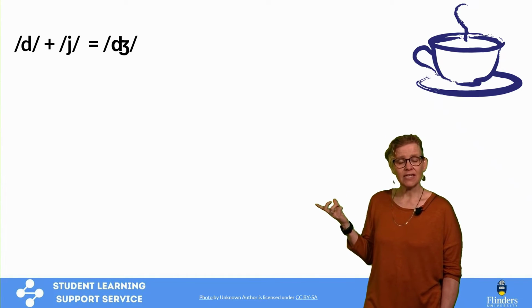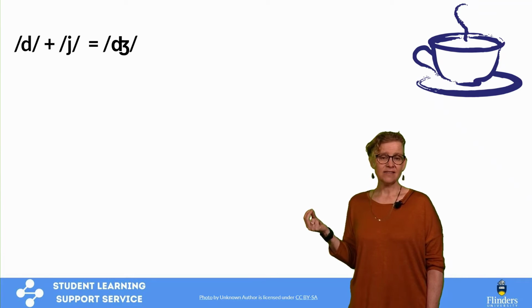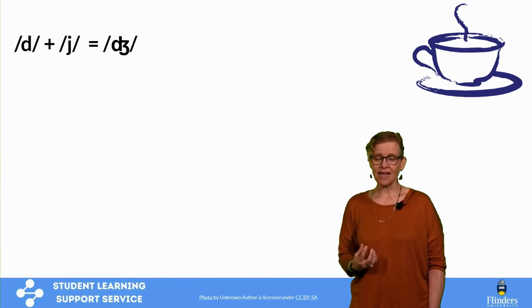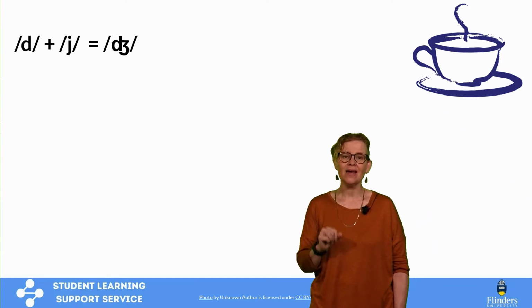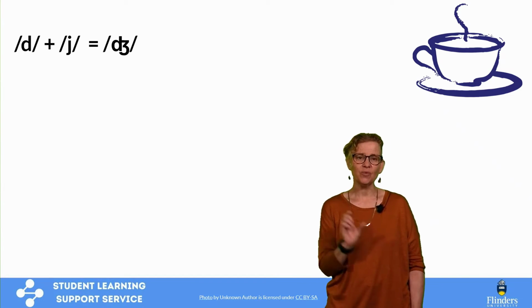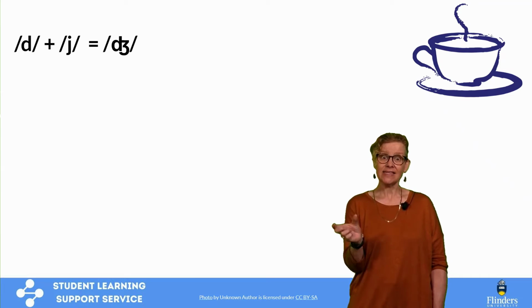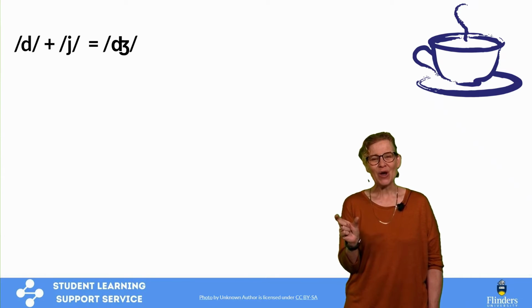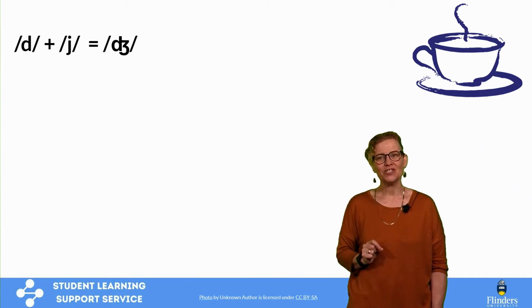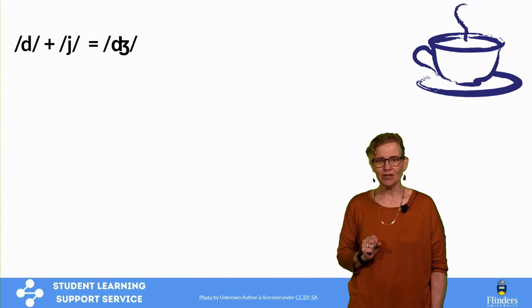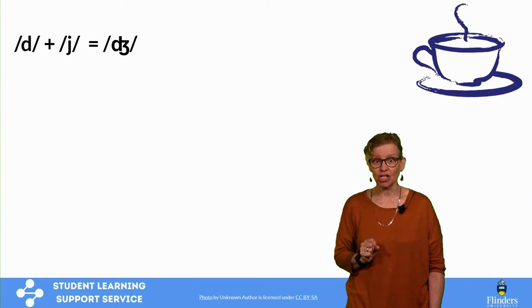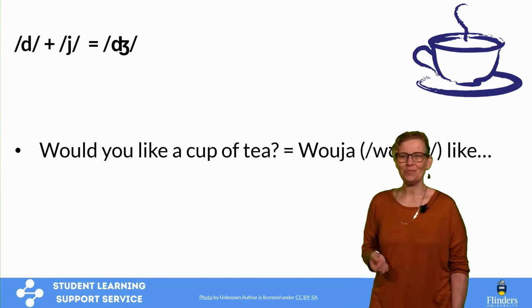And this is particularly so when we have the D sound and the Y sound, that Y sound. Remember, we write it in phonemic script as a J, but that Y sound, when these two sit next to each other, we often actually change them into a J. D, Y becomes J, J, J. Let's look at some examples.